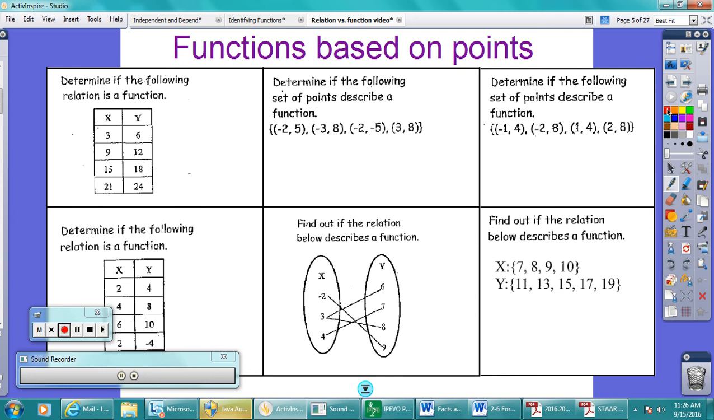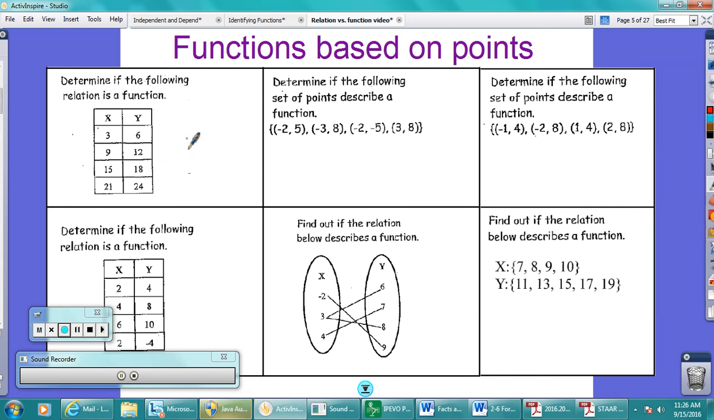Alright, let's start. Here we have a table. Okay, we have a table. And it's asking us, determine if the following relation is a function. Okay, so rule one is there has to be a one-to-one relation between x and y. Rule two, the x's can't repeat. So we can use that here, the x's. Let's look at our x values. We don't care about the y. We're going to look at our x values.